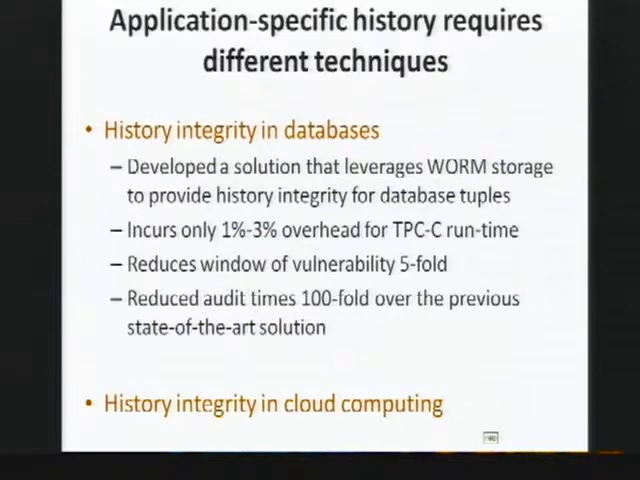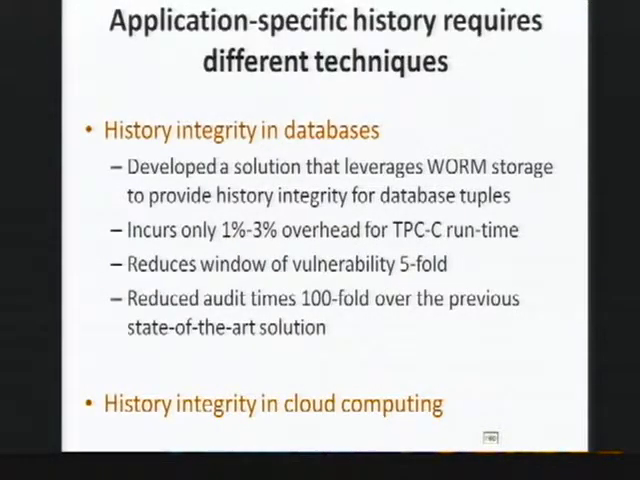So in this talk I have described a generic scheme for making data history trustworthy in file systems. So that's one way of making data history secure.